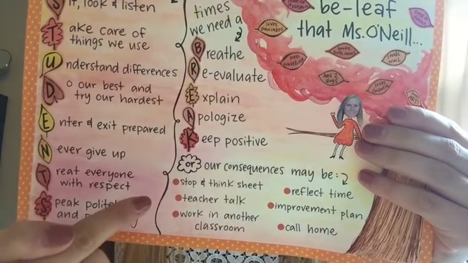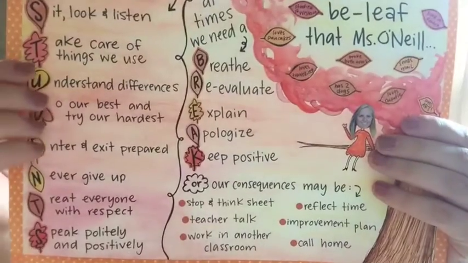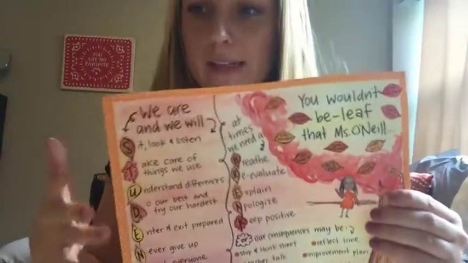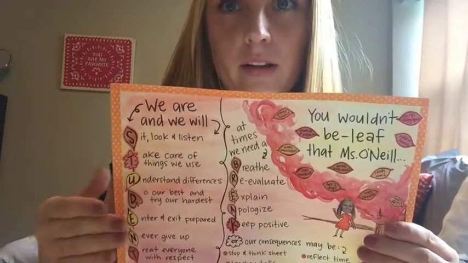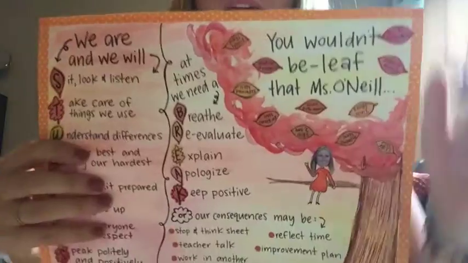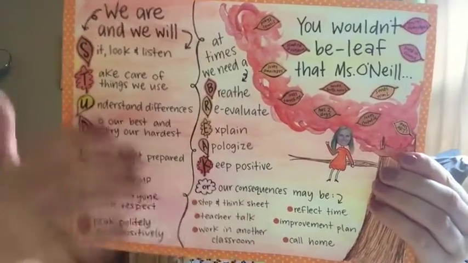So I just chose to write our consequences may be something from the following: a stop and think sheet, a teacher talk, an improvement plan for behavior, a time to reflect by yourself, which is just a more positive spin on the timeout, where they just sit and reflect on the choices that they made. So I think this is clearly stated.